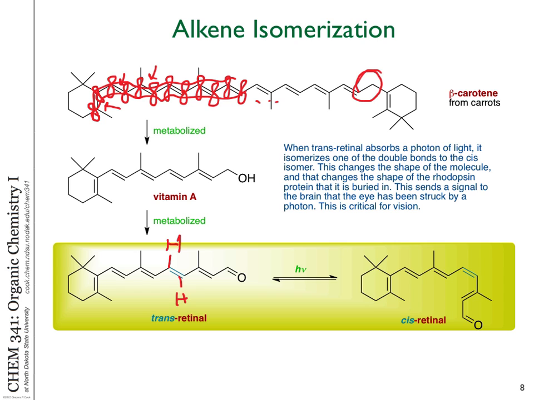This is incorporated in your retinas. It's buried inside of a protein in your retina. And when your retina absorbs light, that photon of light has just the right energy to momentarily break that double bond and allow it to rotate and then reform. And so that double bond converts from a trans double bond to a cis double bond, and that changes the shape of the molecule. When that molecule changes shape, it changes the shape of the protein, and that sets up a signal through your optic nerve to your brain that you have absorbed a photon of light, and that's how we see. So double bond geometry is really important for biology.